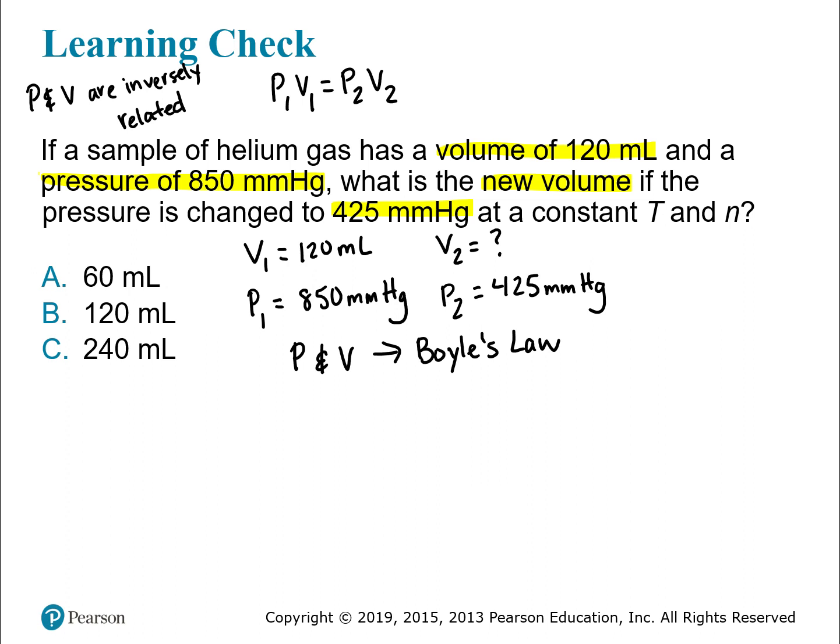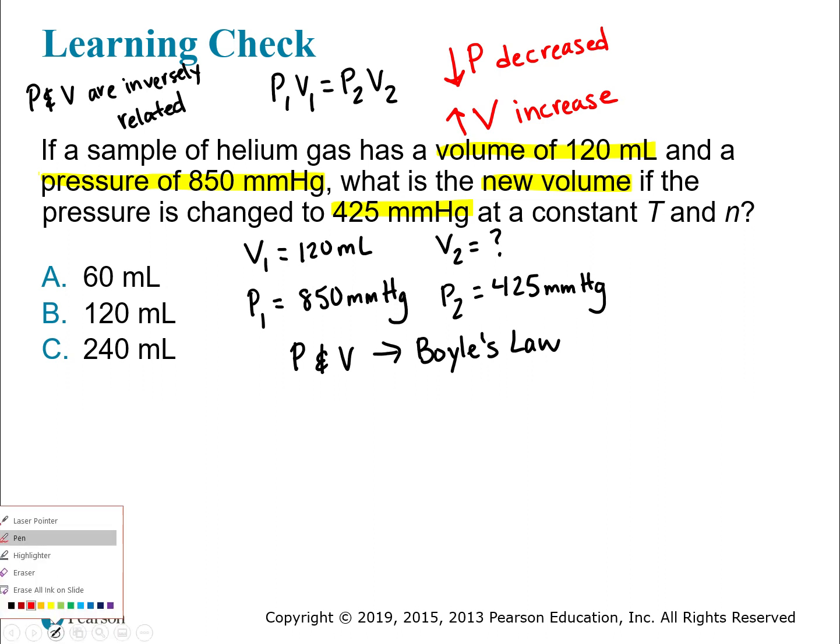Did the pressure increase or decrease? Another way to ask that question is, P2, it's 425. Is that bigger or smaller than P1? It's a decrease. With Boyle's law, that means that our new volume should increase. When you do the math, that's what it should show.